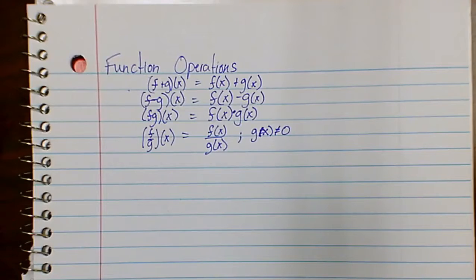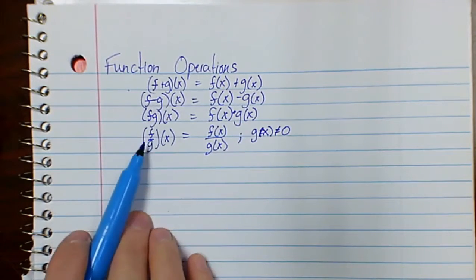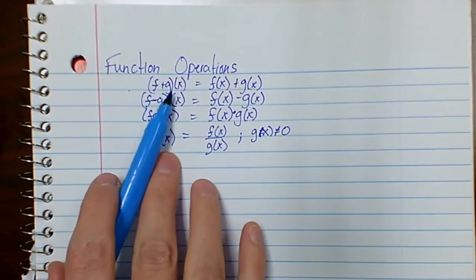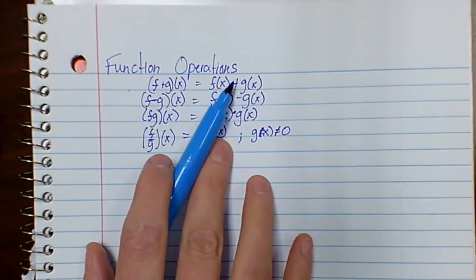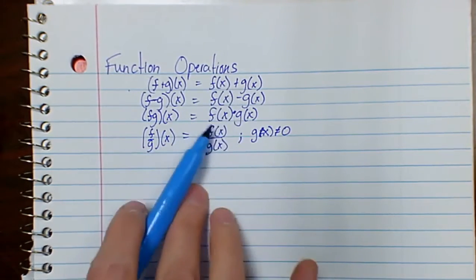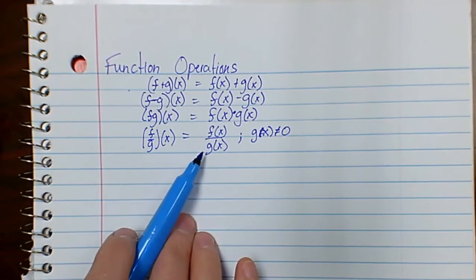This video is over function operations. So as you can see, we can add functions, subtract, multiply, divide functions. In this form, f plus g of x, we simply separate the x, or just say f of x plus g of x, and so on and so forth. When you get into the division, you'll have f over g of x.